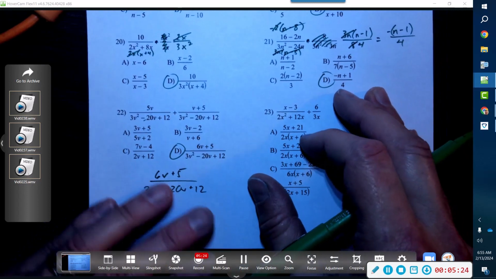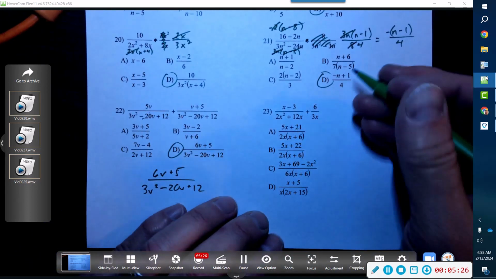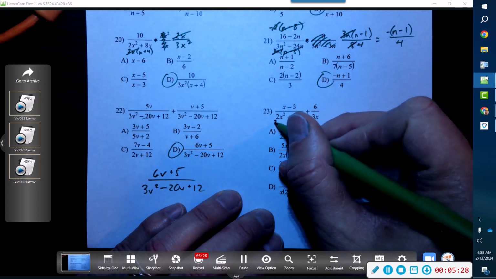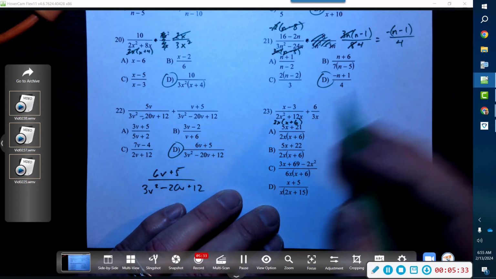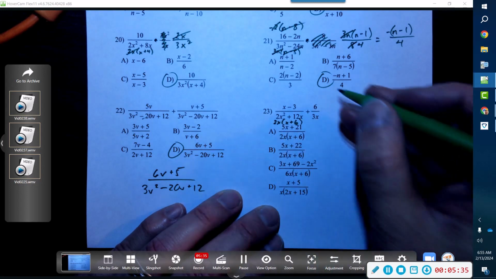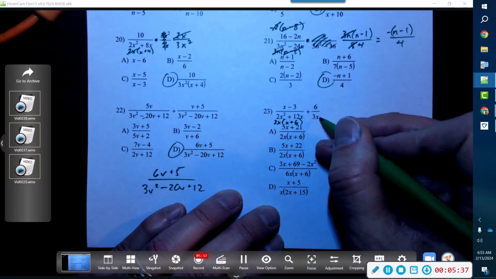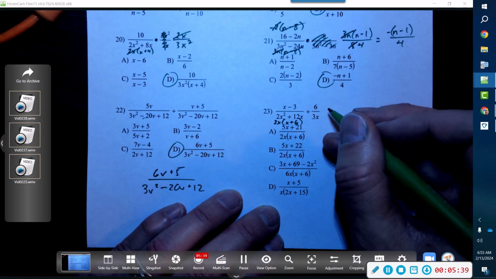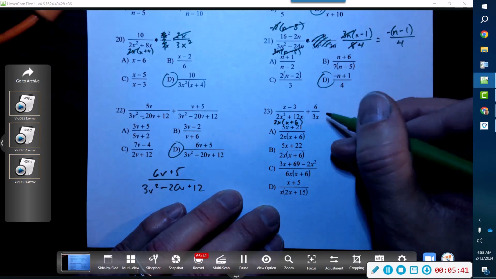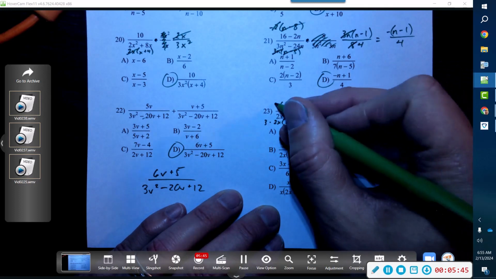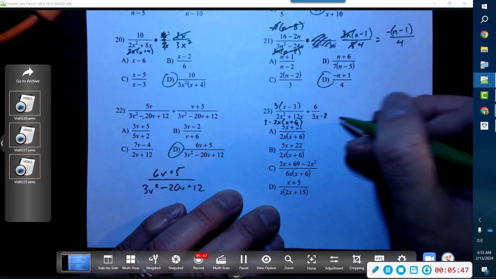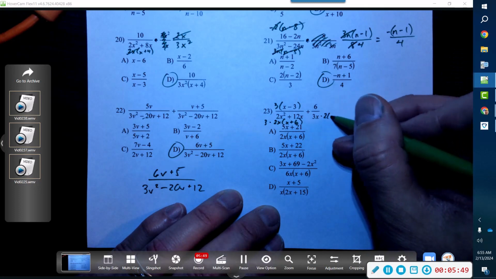Now these don't have a common denominator. So let's see what we got here. We got a 2 and an x and an x plus 6. And I'll double check that. Yes, okay. Now he has a 3, but he does have an x. So what he needs is this guy. This guy needs a 3. And this guy needs a 2 and an x plus 6.